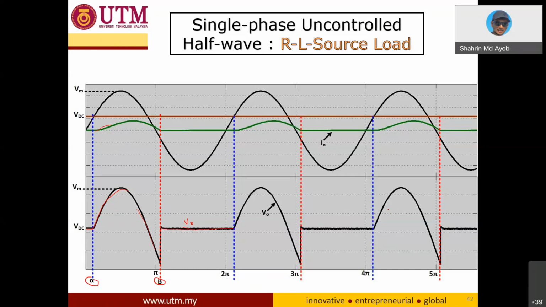Okay, so the difference is that we have a DC shift here, which is equal to your VDC. This one is your zero voltage. This one is your zero. So that is the only difference between the RL load and the RL with DC source.